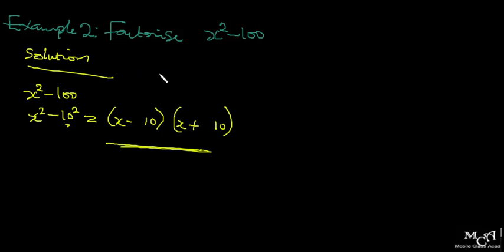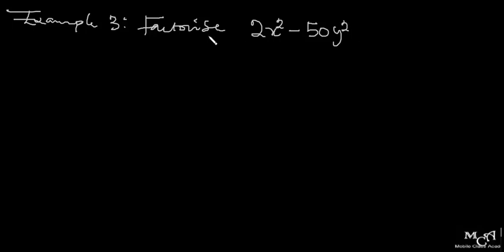Now let's look at something a bit different from this regular one. Example 3: factorize 2x squared minus 50y squared. Do you want to give it a try? Before we solve this question, do you want to give it a try where you are? Do you know what to do? Okay, let me solve this one then. Example 4, you might want to give it a try. Let me quickly solve this one.